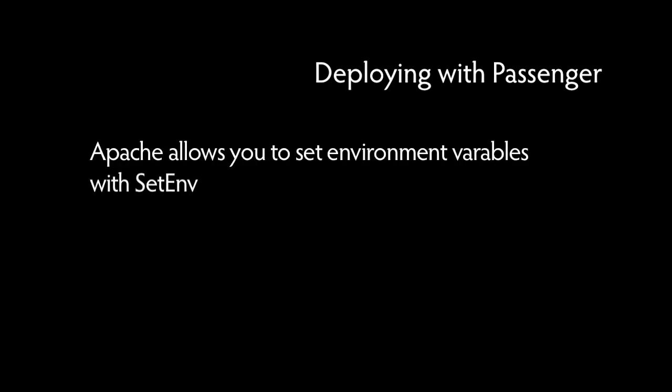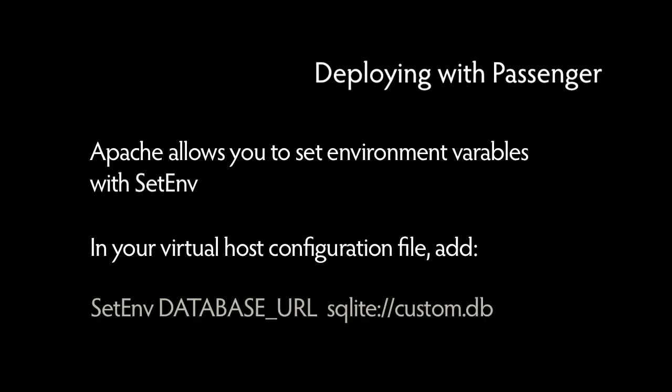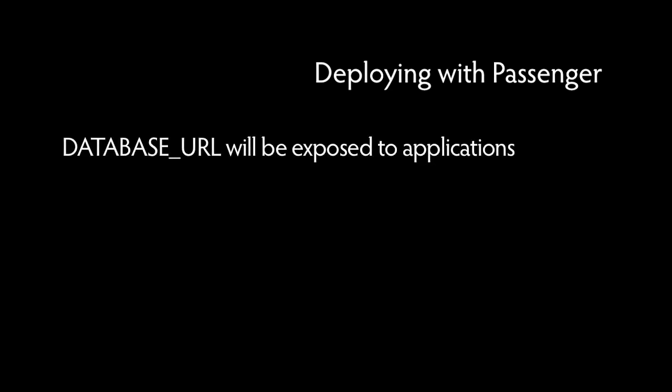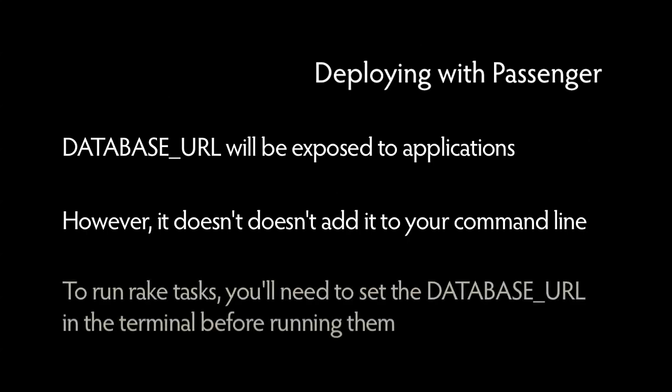Similarly, if you don't want to write custom configuration code when deploying to Phusion Passenger, Apache allows you to set environment variables with a SetEnv directive. So, when deploying to Apache with Phusion Passenger, in your virtual host configuration file, you'll need to add SetEnv DATABASE_URL followed by your custom database URL. Note, the database URL will then be exposed to applications running within your Apache server. However, this doesn't add it to your command line. So, if you want to run your rake tasks for database creation and migration, you'll need to set the DATABASE_URL in the terminal before running them.